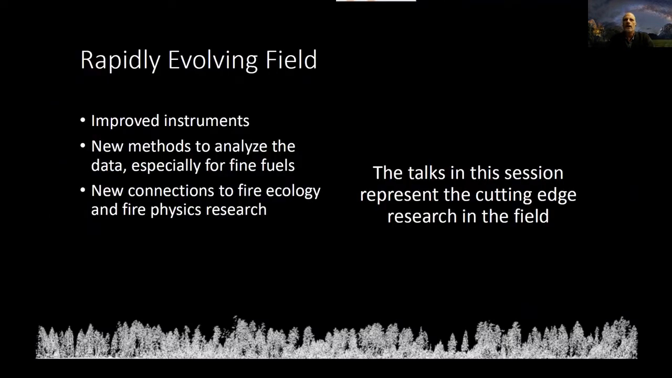So I will close off my talk now and take any questions. One thing I want to emphasize, this is a rapidly evolving field. You are seeing the cutting edge research in here, and it is going to continue to improve as instruments improve, as new software and statistical methods are developed, and as we find new ways to connect fire ecology and fire physics to this research. So I hope that you will watch many of these talks, and if there are any questions, I'll take them.